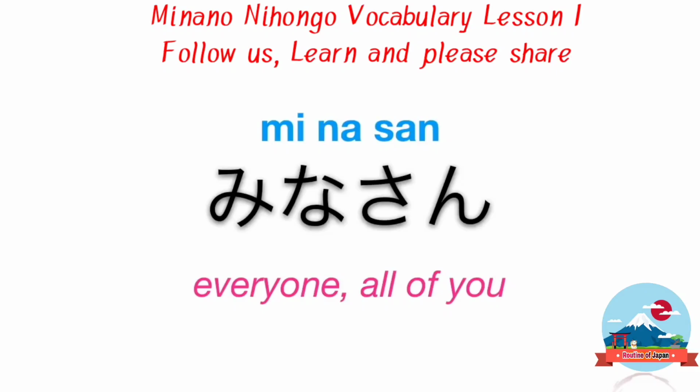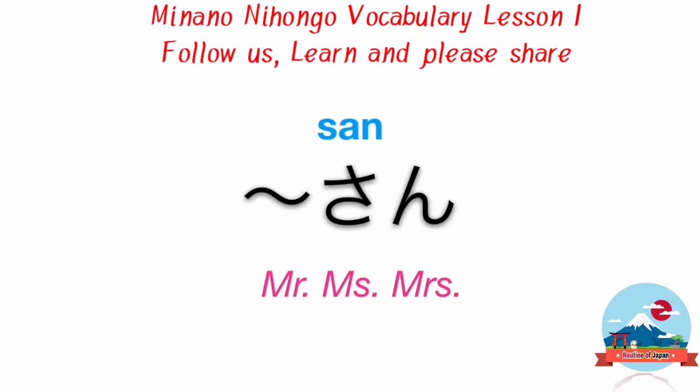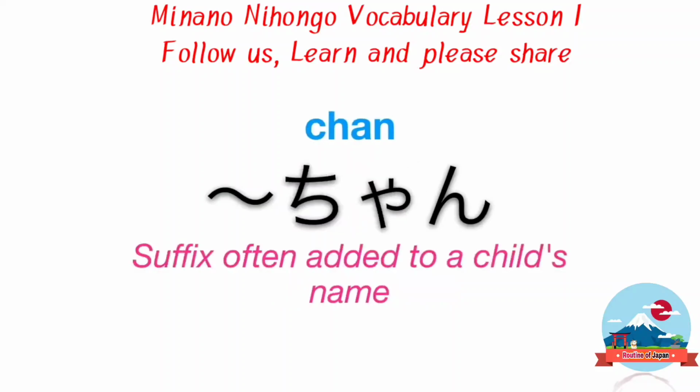Minasan. San. So this is the equivalent of Mr., Miss, or Mrs. in English, and it's just a way of showing respect to the person you're talking to. Chan. In general, it is used for babies, for example, akachan or Risa-chan, or young children, or even grandparents like Oba-chan, Oji-chan. But this can also be used among friends or lovers who've known each other for a long time. This just means that the speaker finds the other person cute or attractive or lovable.